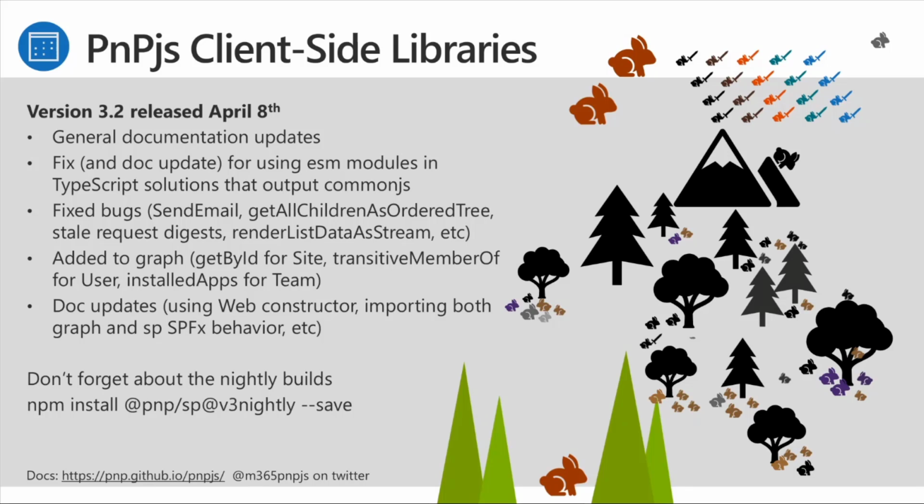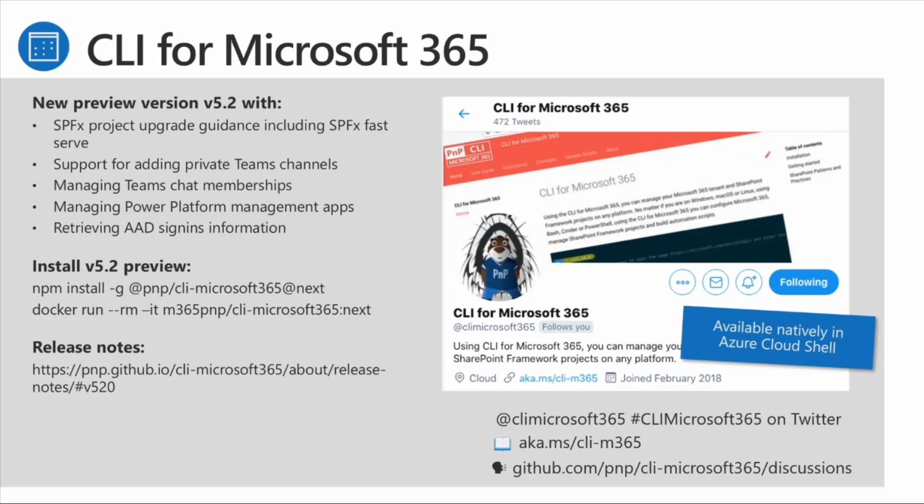Awesome, good stuff. Thanks, Julie, for that. And updates for CLI for Microsoft 365. We got a new preview version 5.2 out with updates for SPFx project upgrade guidance. I think we're going to see some of this a little bit later in the call here. Support for adding private Teams channels, managing Teams chat messages, managing Power Platform management apps, and that's a lot of management, and retrieving AAD sign-in information.